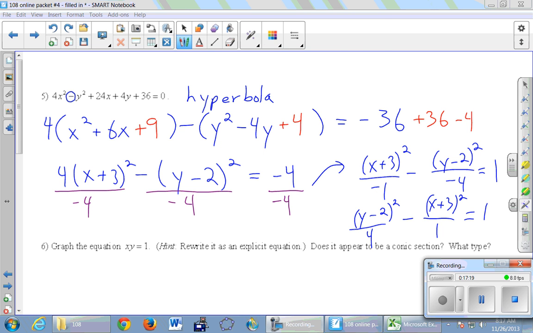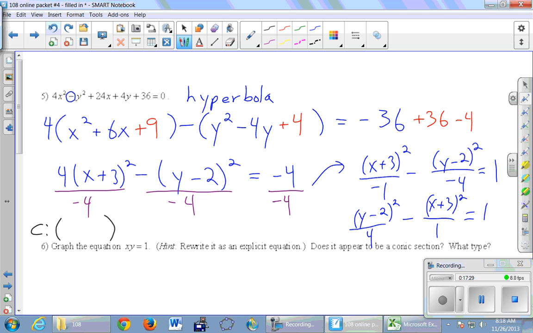But now we can pick off all the relevant information. So the center, looking in the parentheses, is, got to be really careful. It's tempting to say 2, negative 3, but that's not right. We got to look at the x guy first: negative 3, comma 2.